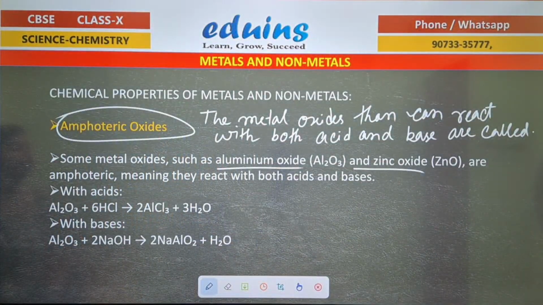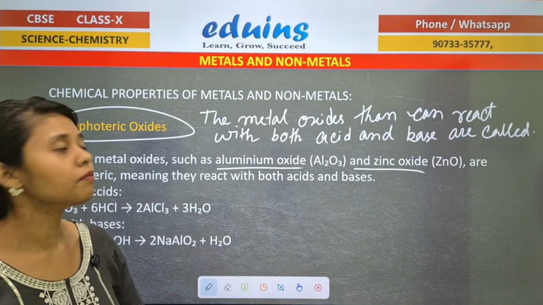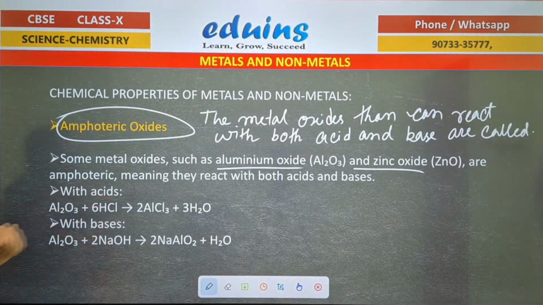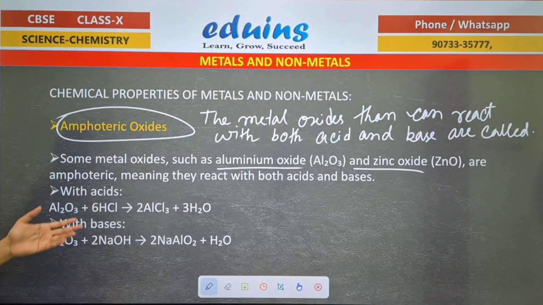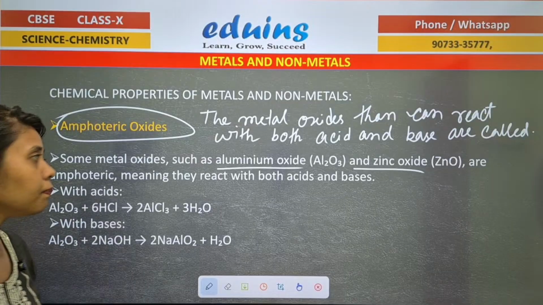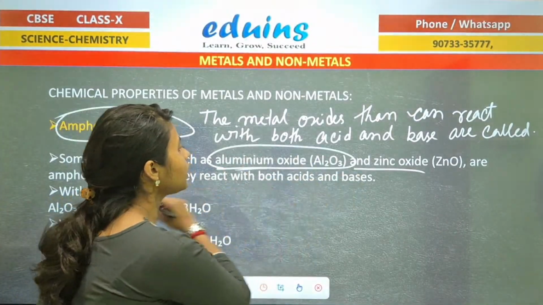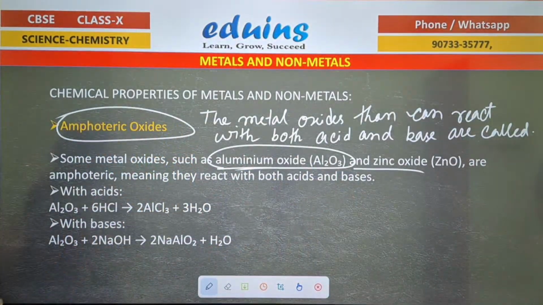So some metal oxides such as aluminium oxide and zinc oxide are amphoteric, meaning they react with both acids and bases. So what do we get from the reaction? What are the products? At first we have to take an example, just like aluminium oxide.